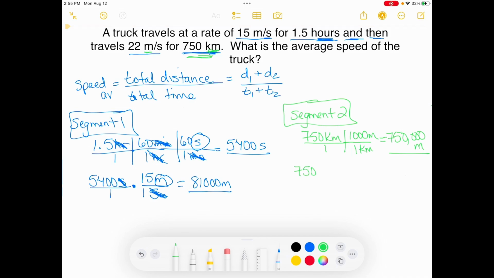So I'm going to do this. I know I went 750,000 meters. I'm going to put it over 1. By the way, my little dots mean that I'm multiplying. I just don't like to use X's. I like to use dots for that.